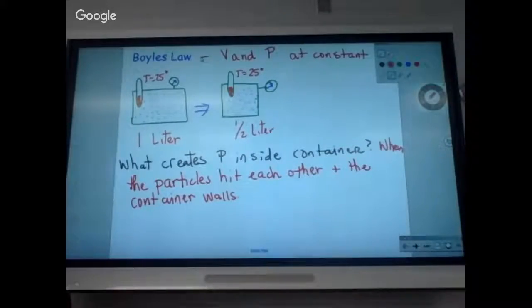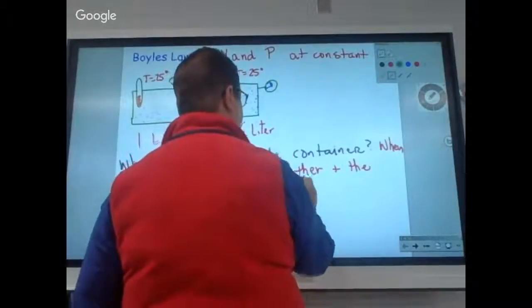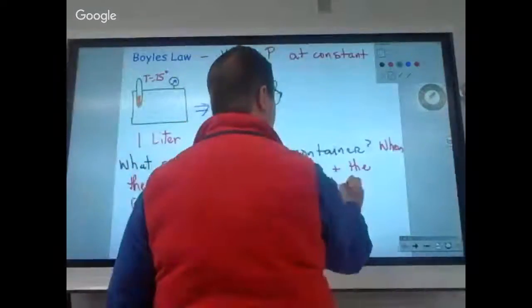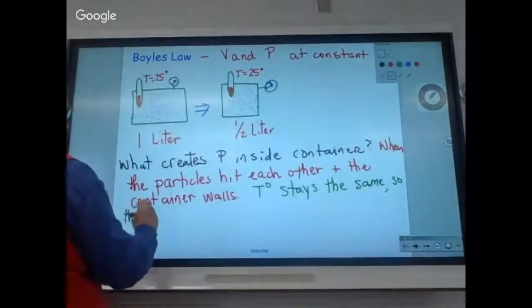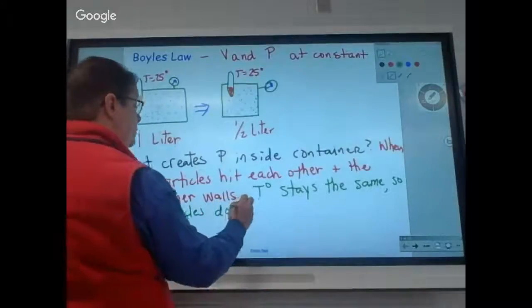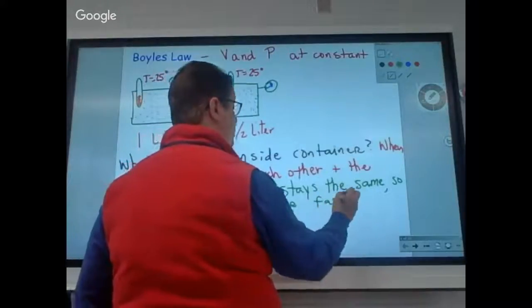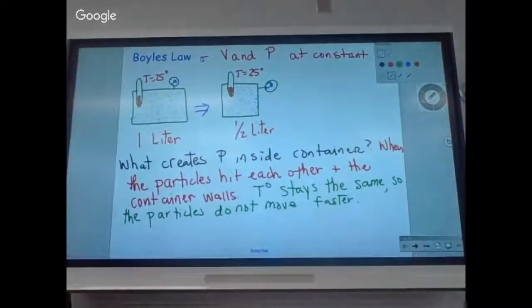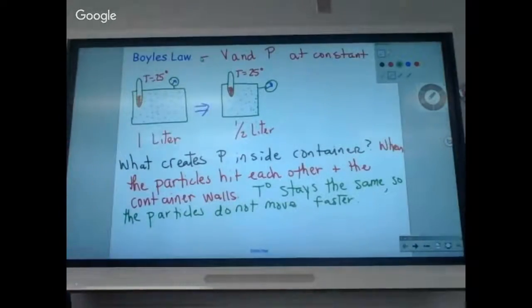Now, we said temperature cannot go up. So are the particles going to move faster? No. Temperature stays the same. So the particles do not move faster. They're moving all at the same speed in this box and that box.